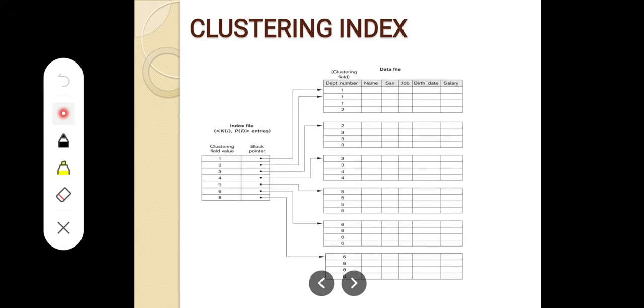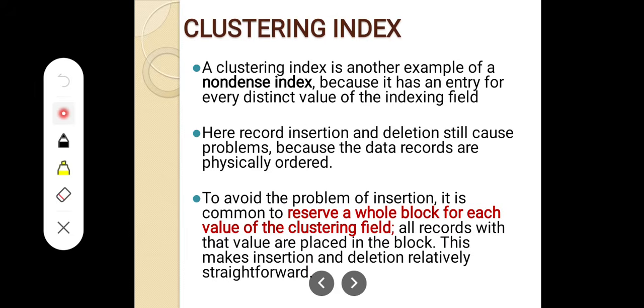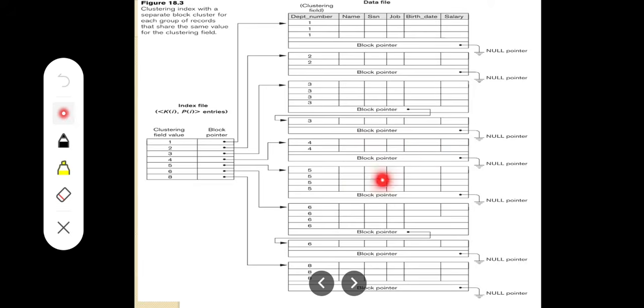Clear? So I hope all are clear with the clustering index with these two configurations. So why are they going for this configuration? In order to perform insertion and deletion without any problem. Okay.